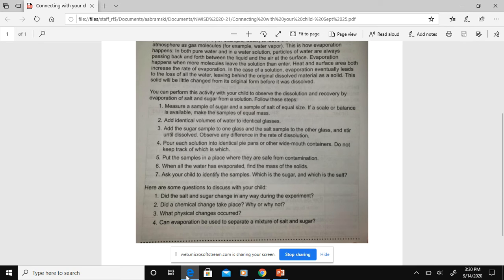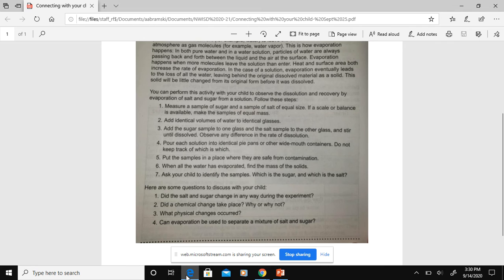Pour each solution into a pie pan. They put it in a petri dish. So I will show you what the petri dish looks like. And they did keep track of what was what. So that's going to be different from what it says on here. Put the samples in a place where they are safe and not contaminated.